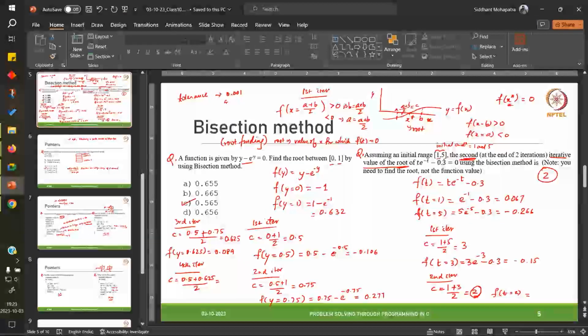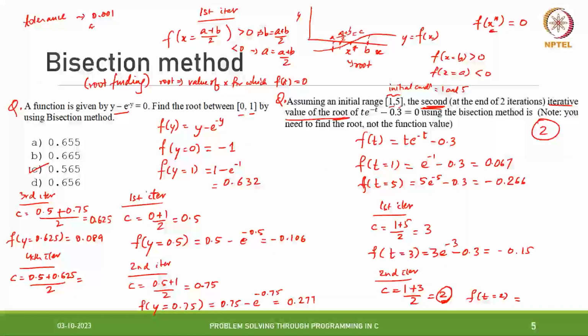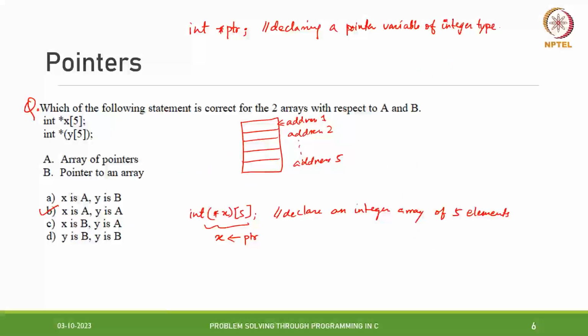Array of pointers. Okay. Yeah, so this is basically that. These are two ways to declare an array of pointers.